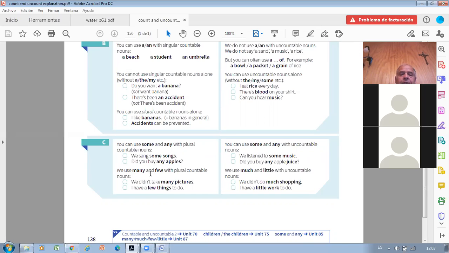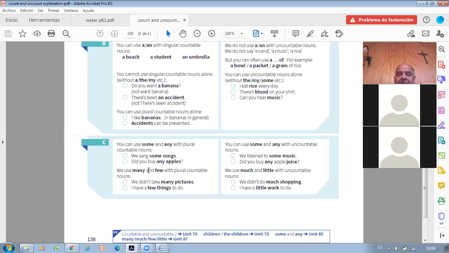We use many and few with plural countable nouns. We didn't take many pictures. I have a few things to do. On the contrary, with uncountables, we can use some and any. We listen to some music. Did you buy any apple juice? So some and any can be used with both countable and uncountable nouns.